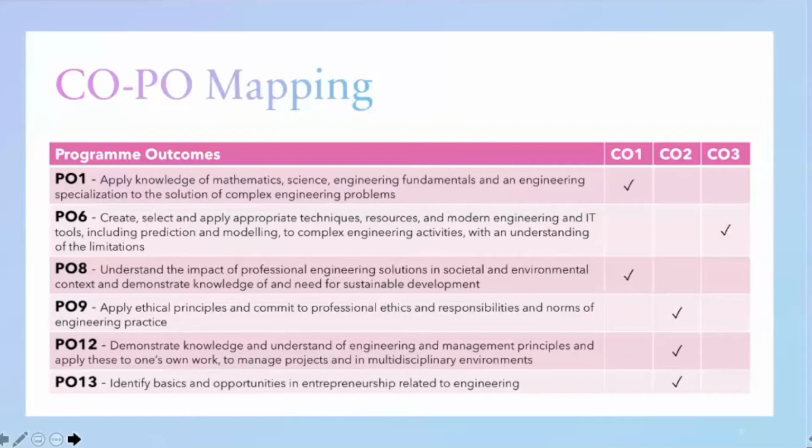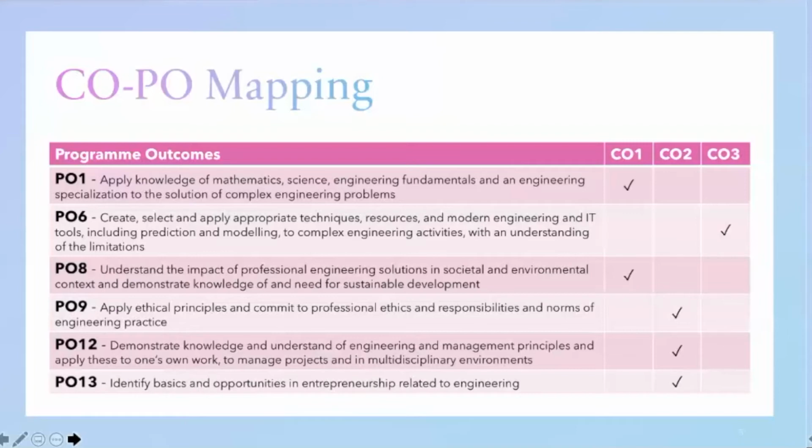And out of the 14, the department or the program designer have already picked 6 program outcomes that are relevant, that can be addressed through the 3 course outcomes. So the first one is, of course, the knowledge, where students are able to apply knowledge of mathematics, science, engineering fundamentals, as well as engineering specialization. In this particular case, it is aerospace engineering, to the solution of complex engineering problems.